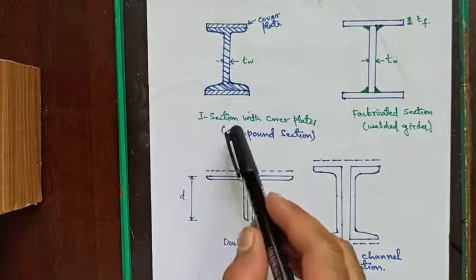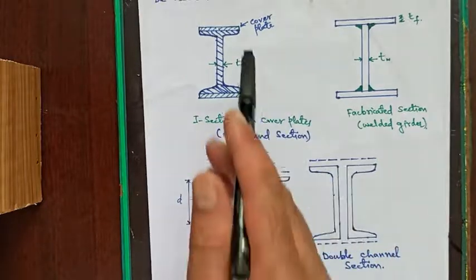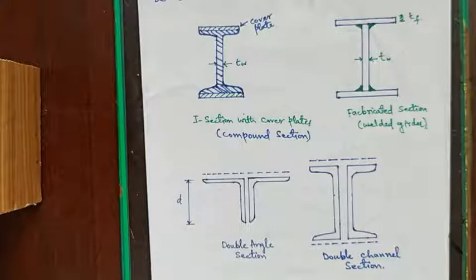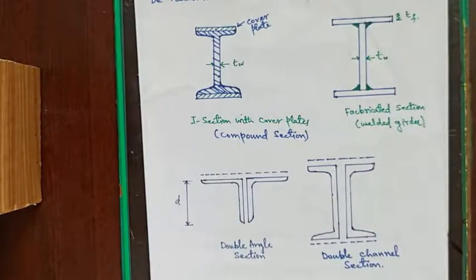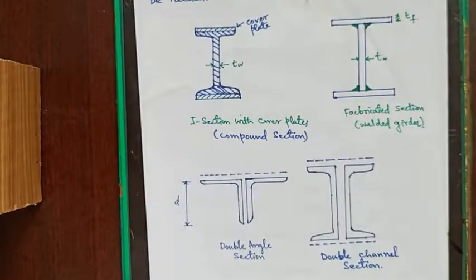So compound section, that is I section with cover plates, we can make a compound section. We can add cover plates on two flanges, so we can increase this section's moment of inertia, so the load carrying capacity may be increased. Similarly, we can fabricate a section from different structural steel elements. For example, we can use different steel plates and join them by welding, as shown in this figure, and which resembles a letter I, and we say it is a welded girder or a welded I section.